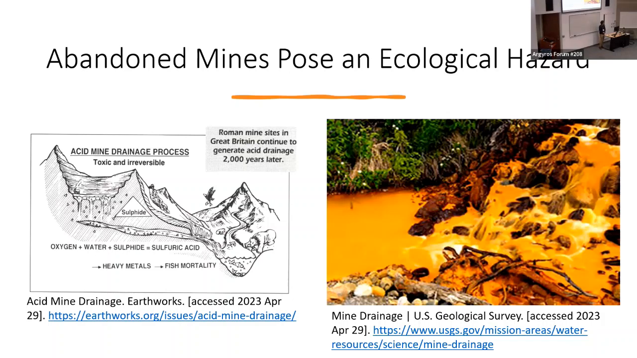And then in the picture on the right, we have a more practical view of how this acid mine drainage can affect the environment. We can obviously see the discoloration of this little stream right here, and that is not natural. So this discoloration is mainly due to the metals that are in the drainage, mainly due in this case to iron.